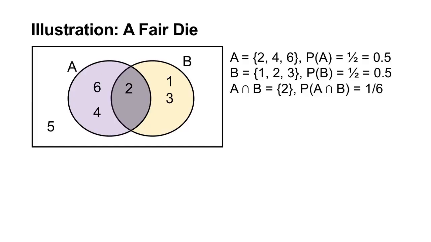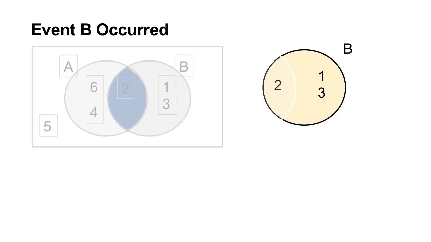Okay, thanks for answering the quiz question. Let's now see what happened. So, the die shows a 1, 2, or 3. What does that mean? If it's a 1, A did not occur. If it's a 3, A did not occur. But if it's a 2, 2 is an element of A, then A indeed occurs. So, let's look at the diagram.